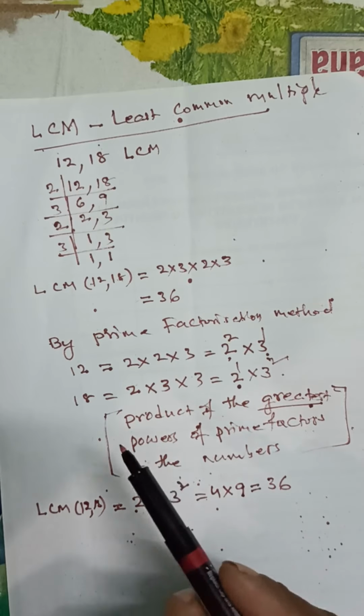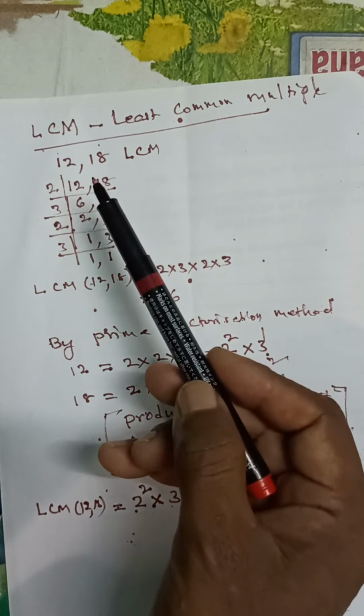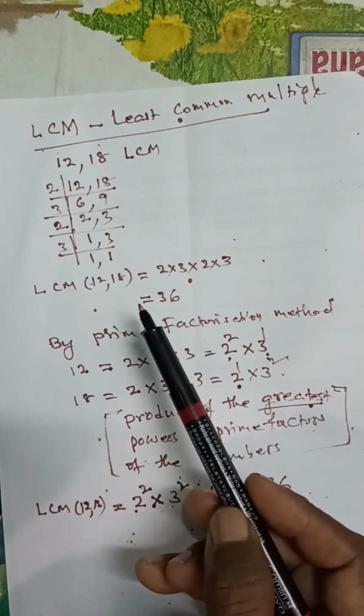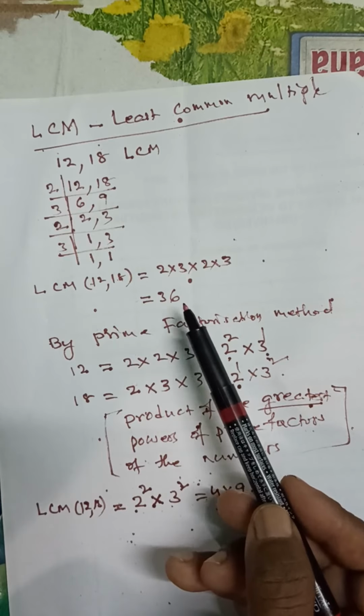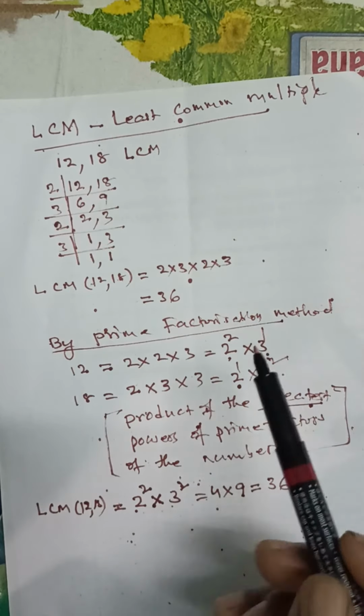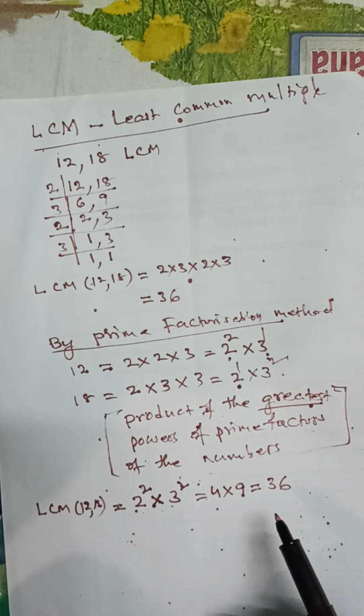We already did this same problem by the general method, LCM of 12 and 18, and we got 36. By the prime factorization method also we got the same answer. The LCM of 12 and 18 is 36.